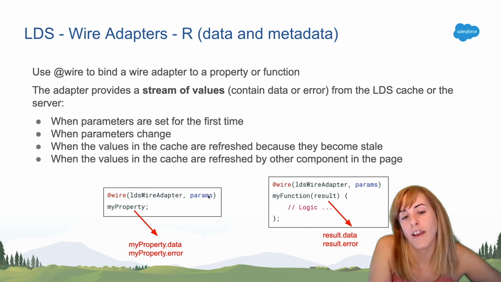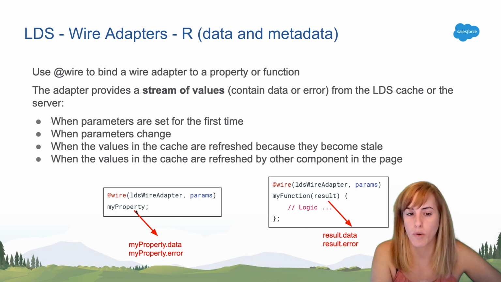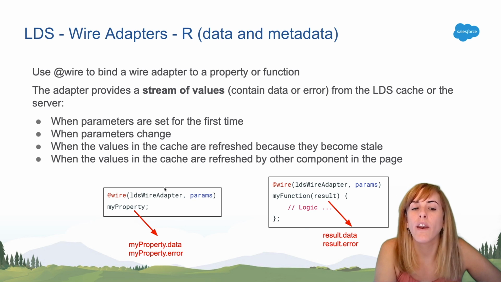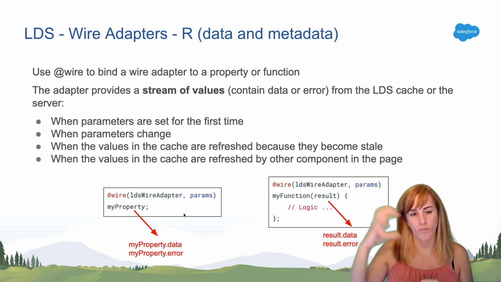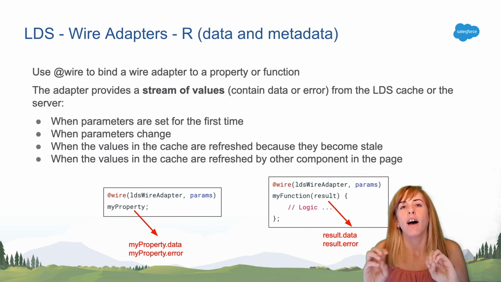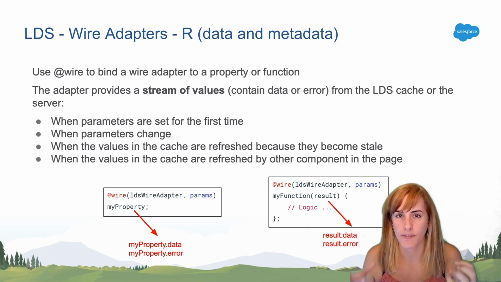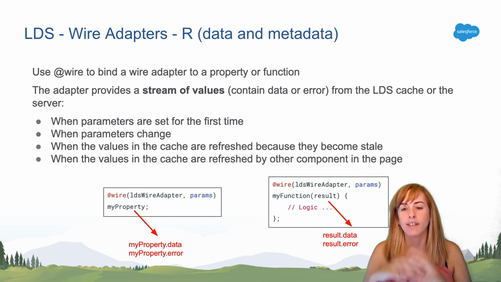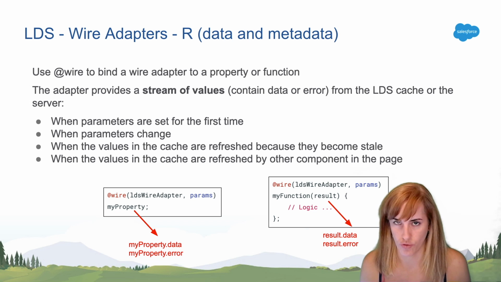You can wire that adapter to a property or to a function. But let's focus now on the property case. When you wire an adapter to a property, a link is created between that adapter and that property. And we say that we create a reactive service. Why? Because this service or this link is going to provide new values to that property in several situations, right?